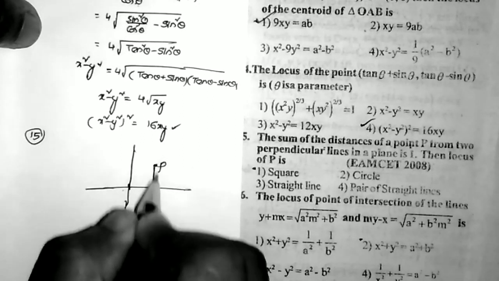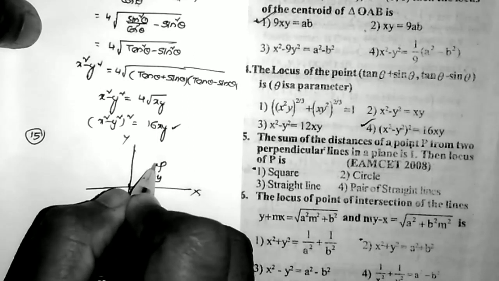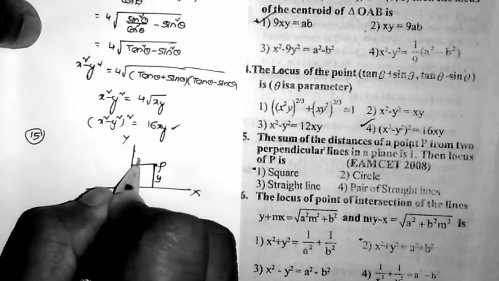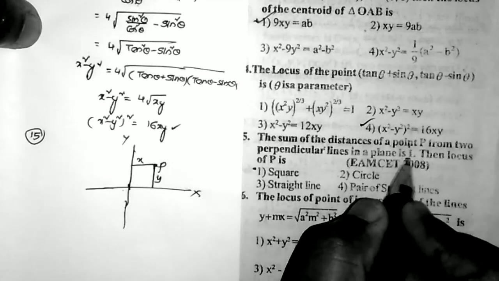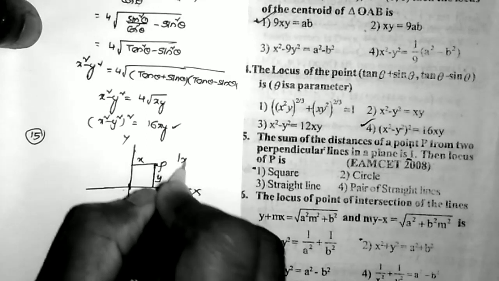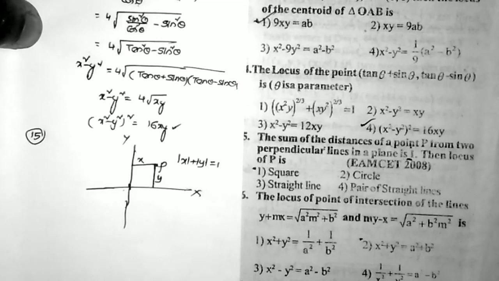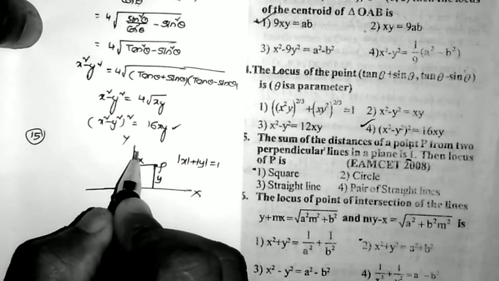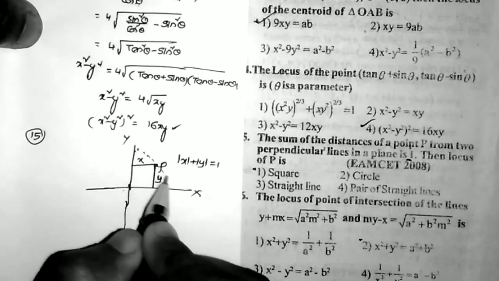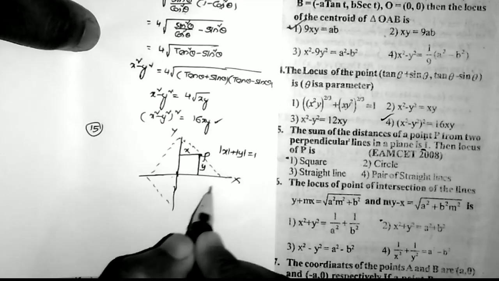The distance of this point from the x-axis is equal to y here, and the distance of this point from the y-axis is equal to x here. What is the given condition? Sum of the distances is equal to 1. That is, we take that here the condition is mod x plus mod y is equal to 1. Sum of the distances, mod x plus mod y is equal to 1. Mod x plus mod y is equal to 1 is nothing but the equation represents the square here.